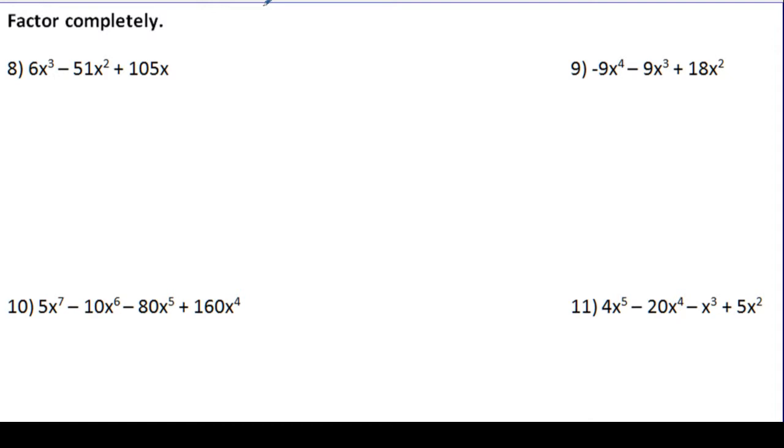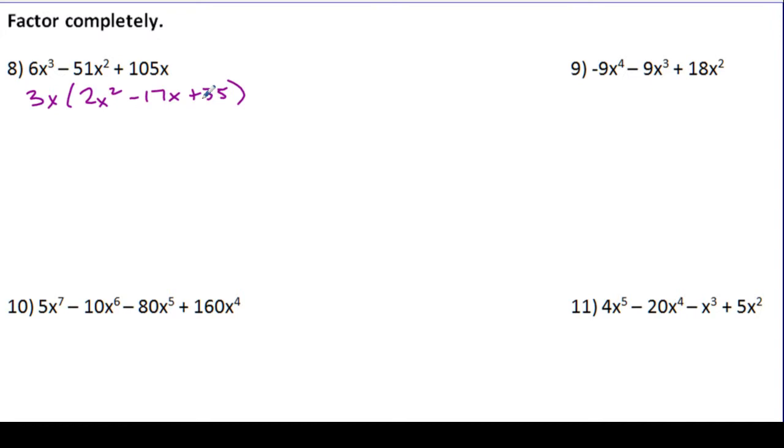Okay, so taking a look at this first problem, number 8 here, it looks like when we start off, there's a GCF. In this case, there's a 3 in each of these values. So when I pull out a 3, I'm also noticing that there's one x in common that I need to remove as well, right? So I'm going to remove that and say 3x, and it looks like I'm left with 2x squared minus 17x plus 35.